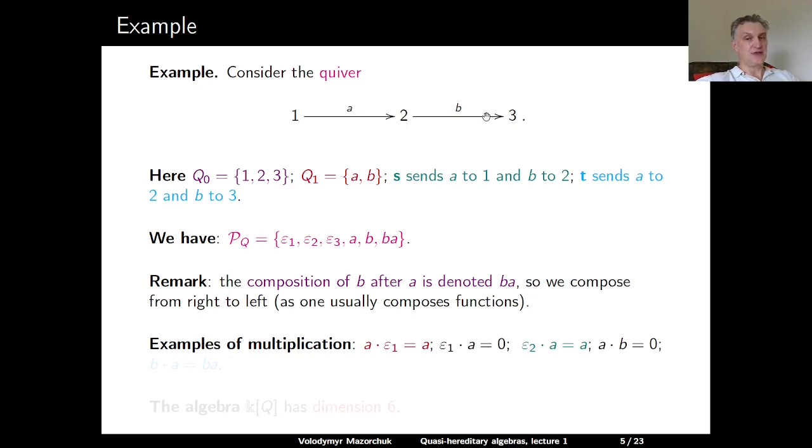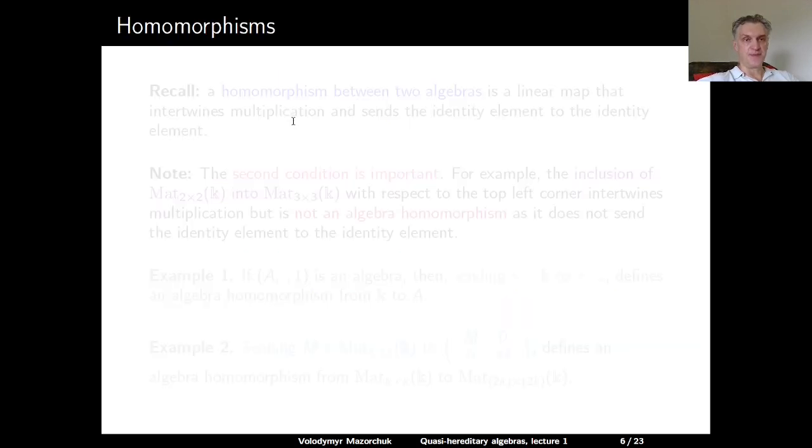A times B is 0, because we cannot concatenate A after B. B terminates at 3 and A starts at 1. However, B after A is BA. So here are some examples of multiplication in this algebra. And since our algebra has 6 basis elements, its dimension is 6.